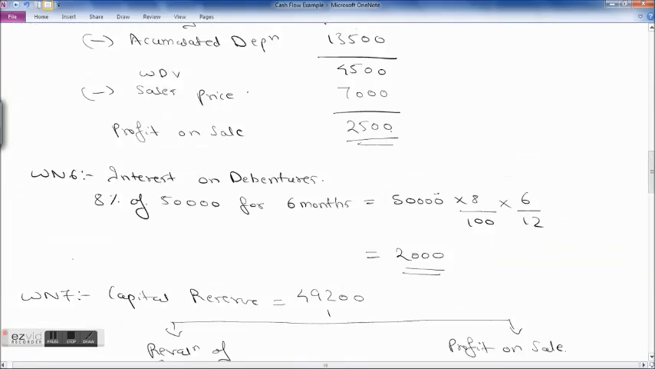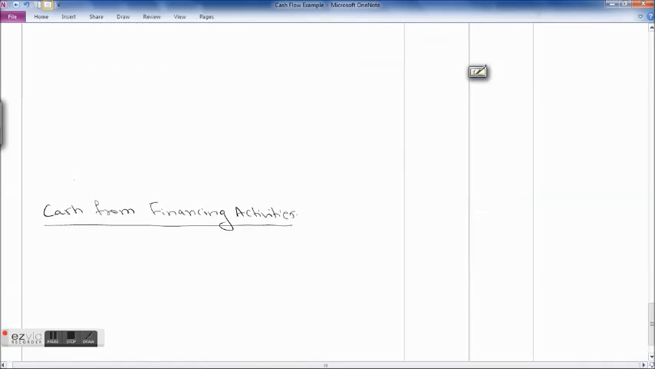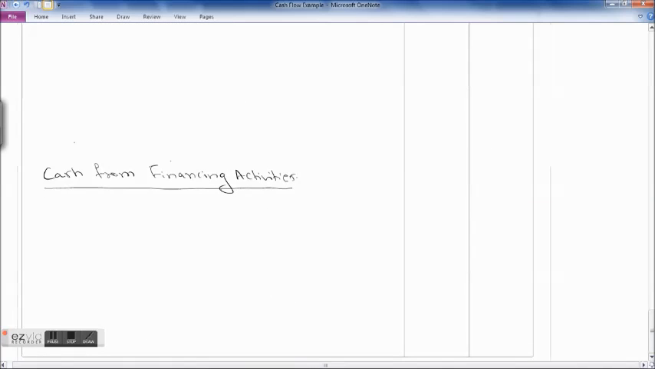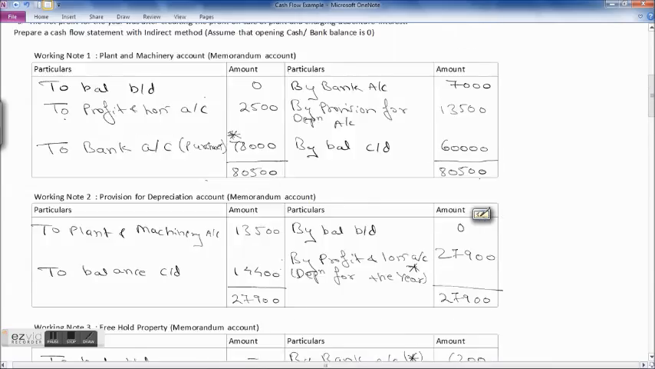So under cash from financing activity, I'll put proceeds from issue of debentures. How much will that be? 50,000 minus 1,000 discount, so 49,000. Since there is an inflow, this will be positive. So the debentures is done.